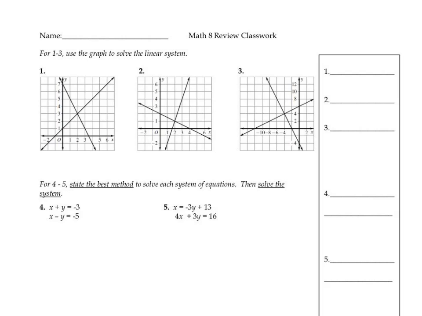So looking at number 1, we can just look to see where these two lines are intersecting. So we can make a dot right there. And we can see that the coordinate is going to be at 2 on the x and 3 on the y. So once we see that, we can write our solution as an ordered pair. So our ordered pair would be 2, 3.